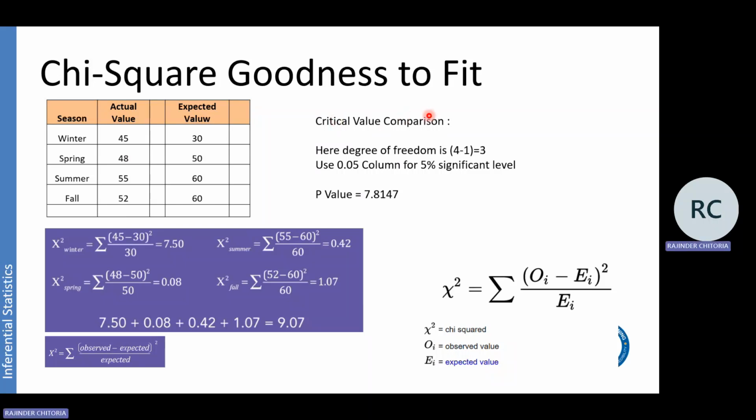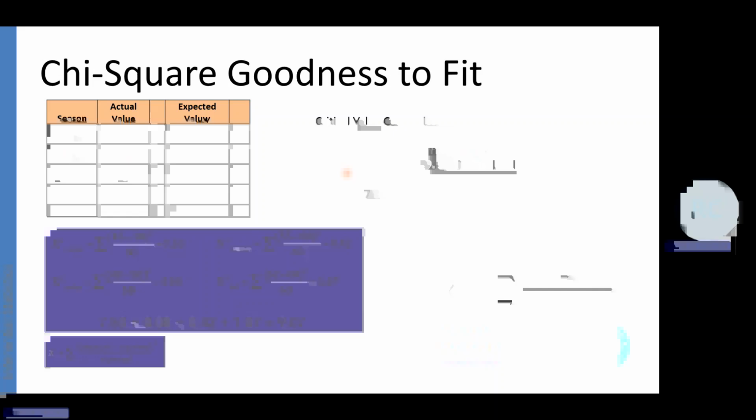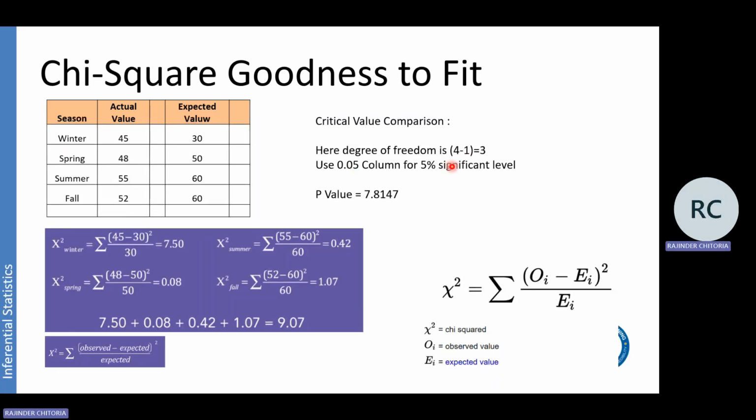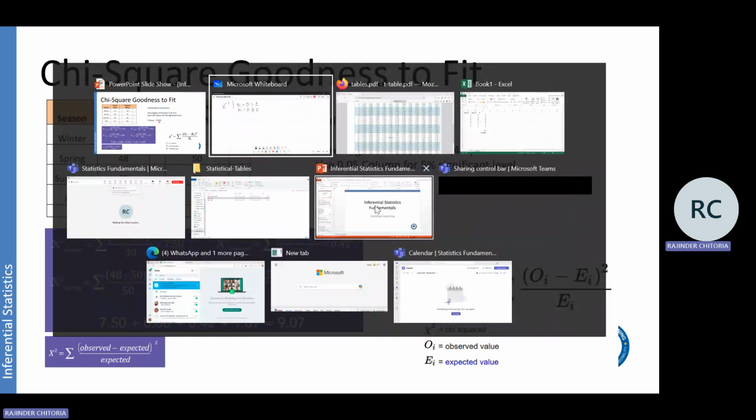So critical value comparison, in my case, we have 4 observations. My degree of freedom would be 4 minus 1, that is 3. Our significance level is what? 0.05, the 5% significance, and the p-value of this chi-square test would be, let me validate this test also.